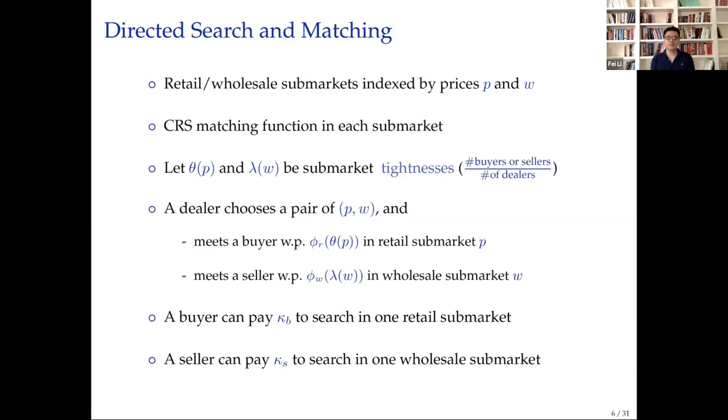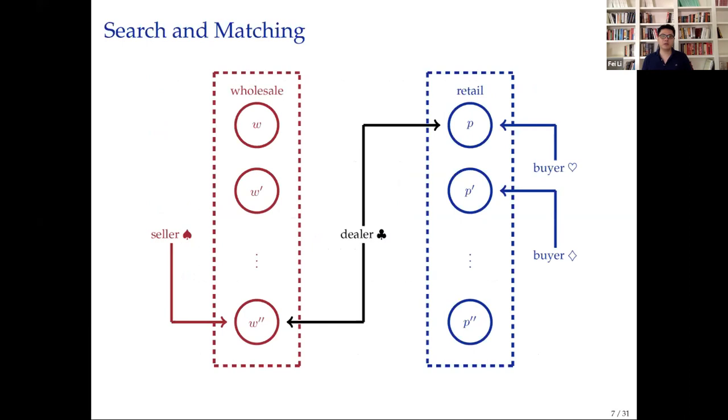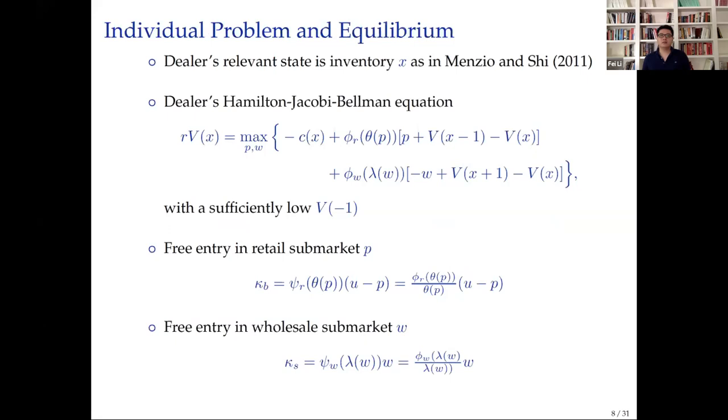And just make sure you remember what's going on. You have some seller, and the seller has some good, enters some submarket, and he will meet some dealer, and the good is going to travel from seller to dealer, and the dealer will also search in some retail market and sell the good to some buyer who chooses to enter this submarket, okay? I hope you can see that this is essentially just Menzio and Shi's framework.